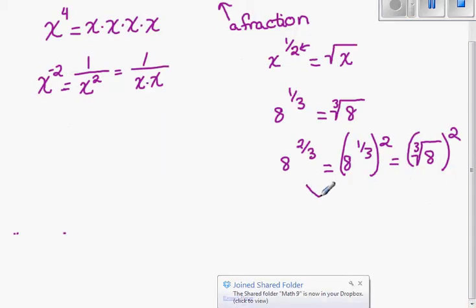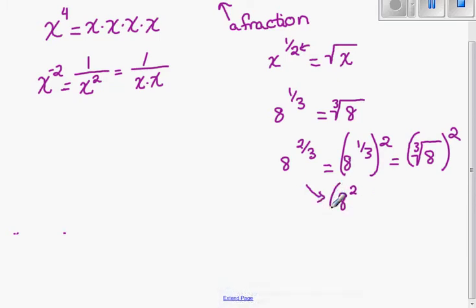This same example, 8 to the 2/3 power, could also be thought of as 8 squared raised to the 1/3 power. Squared raised to the 1/3 would be the same thing as the 1/3 power squared. So this could be written as the third root of 8 squared. These two expressions are equivalent. Whether the exponent 2 is outside the radical or inside the radical makes no difference. You can choose whichever one is easier for you to simplify.